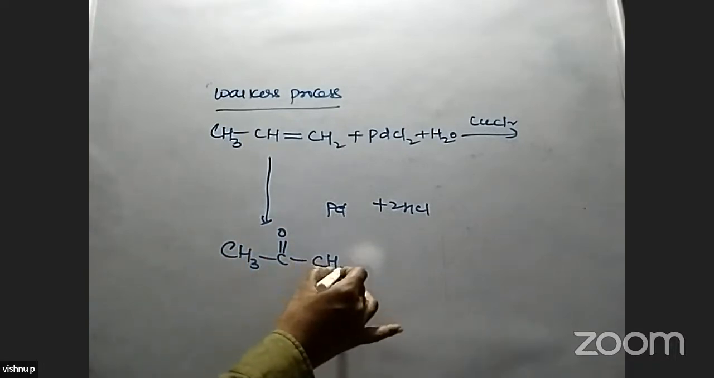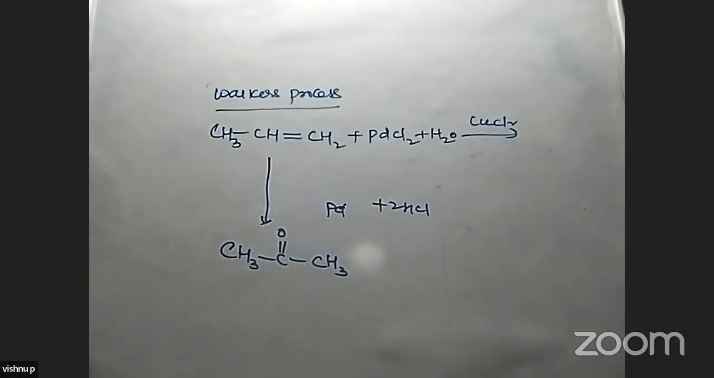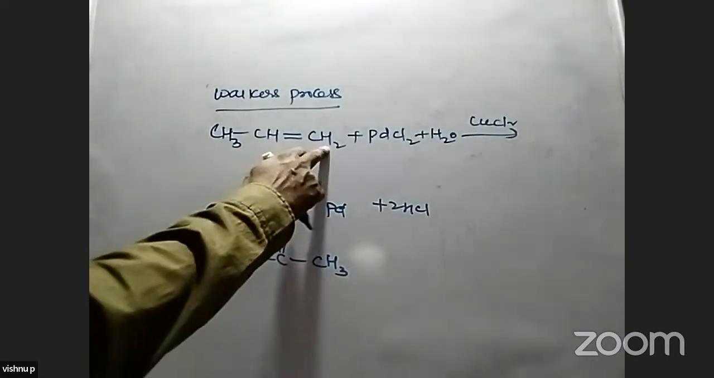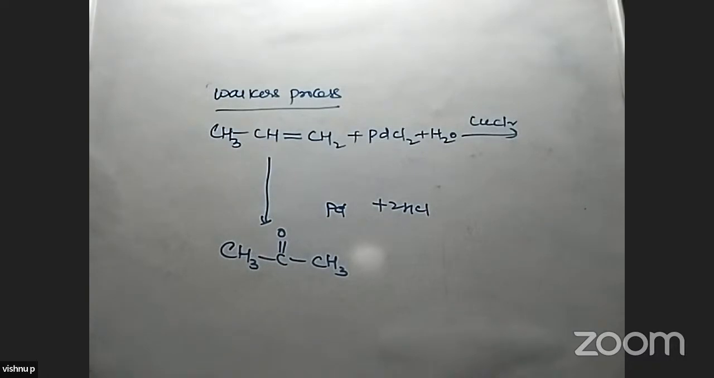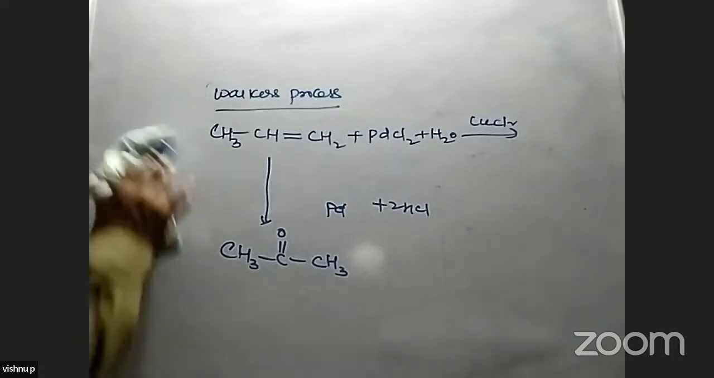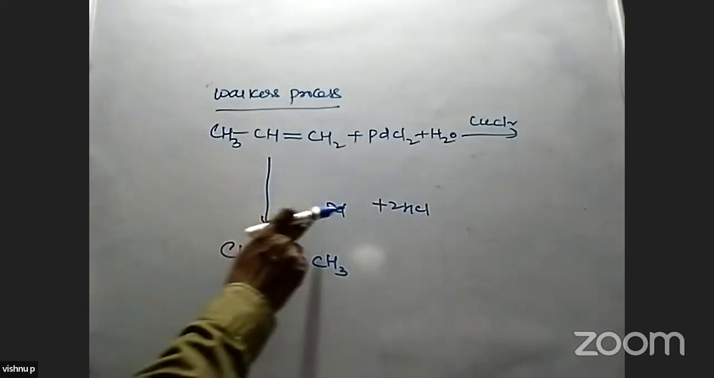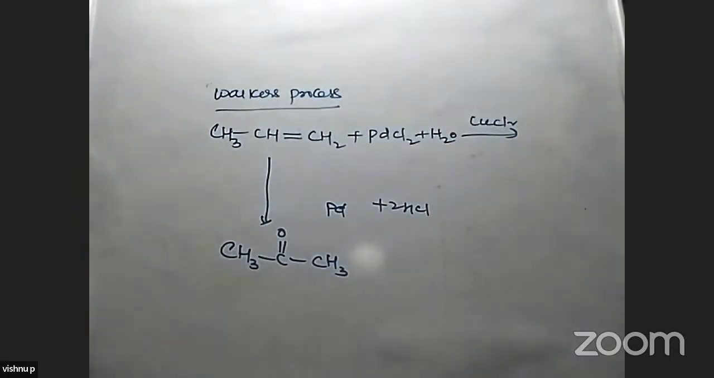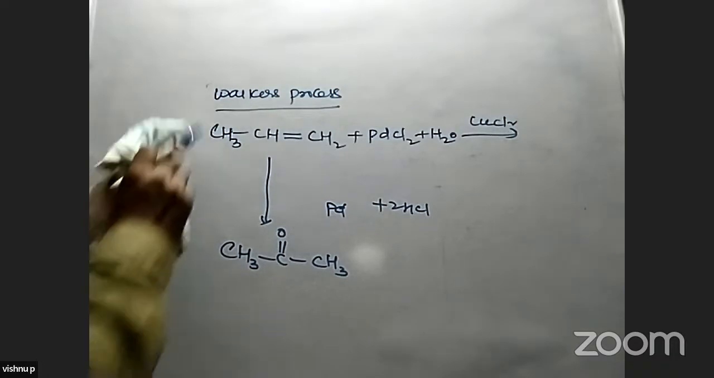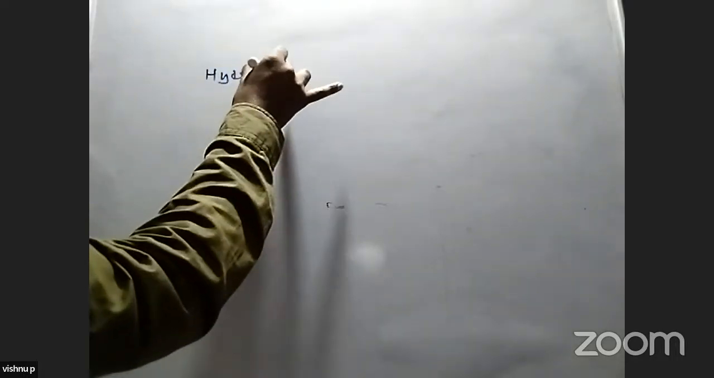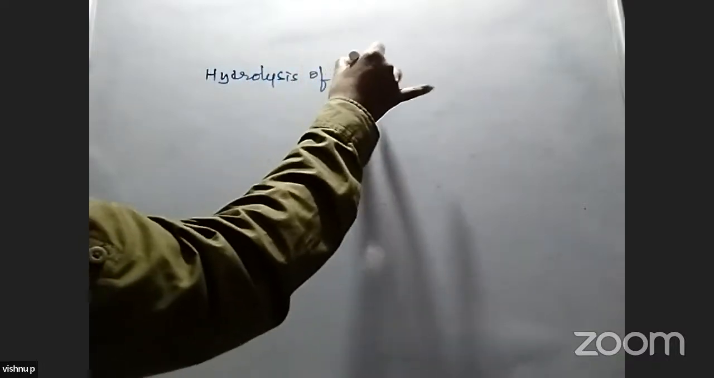In this case, one oxygen is added from the H2O group to the alkene group, and this hydrogen is transferred to this side. What type of compound is formed in this reaction? That is a ketone. So aldehydes or ketones are prepared, and that again depends on the structure of the alkene. This process is called Wacker process. Again, palladium reacts with cupric chloride, and palladium chloride is regenerated, so the reaction continues. And the next method is hydrolysis of geminal dihalides.